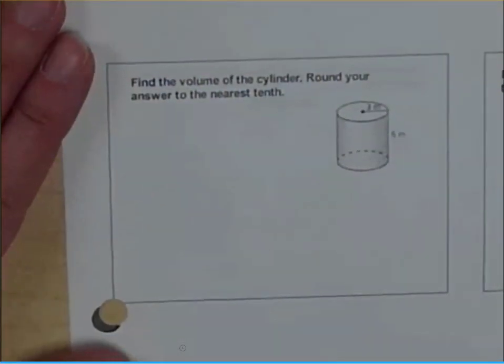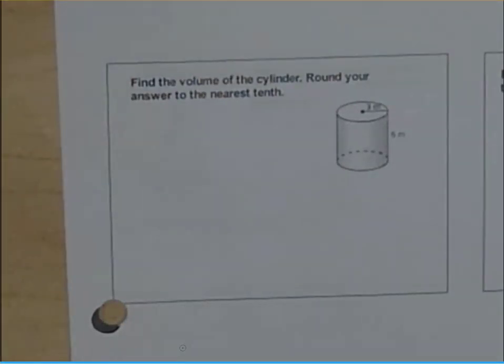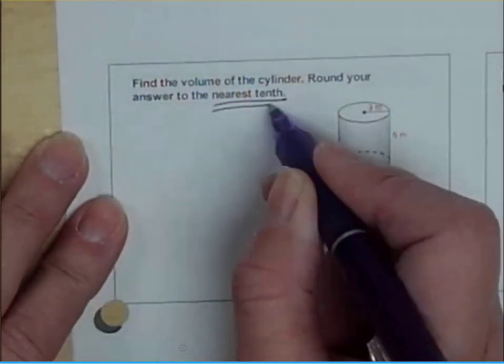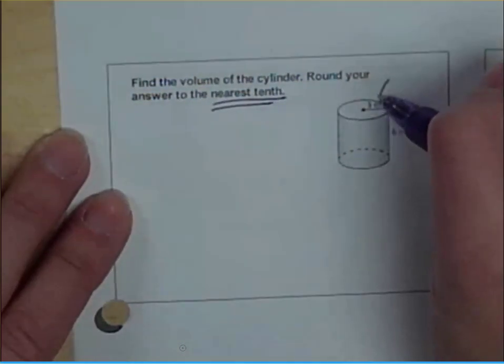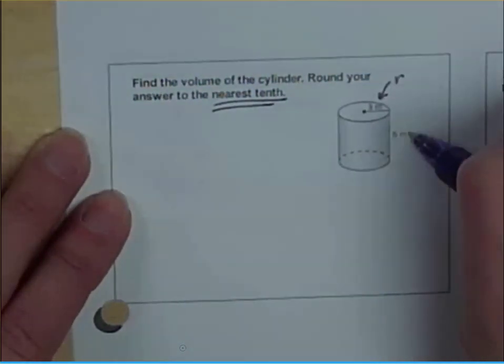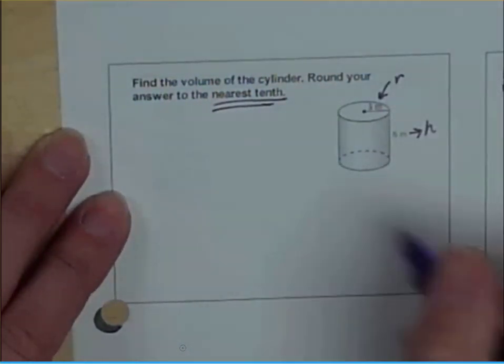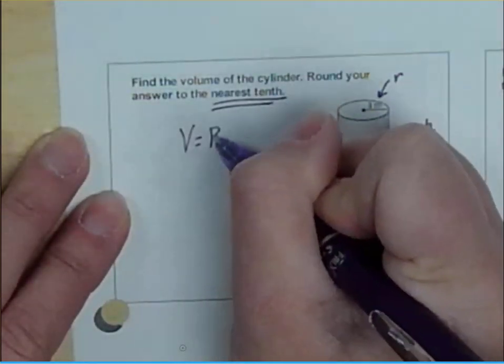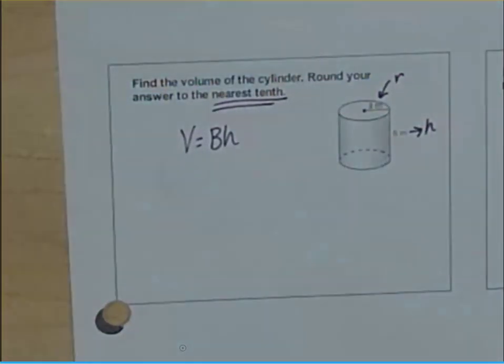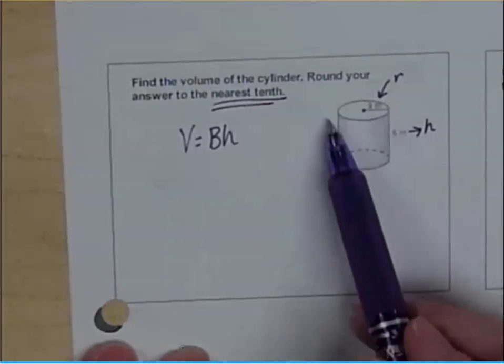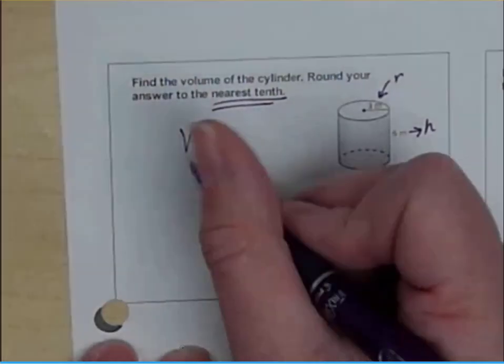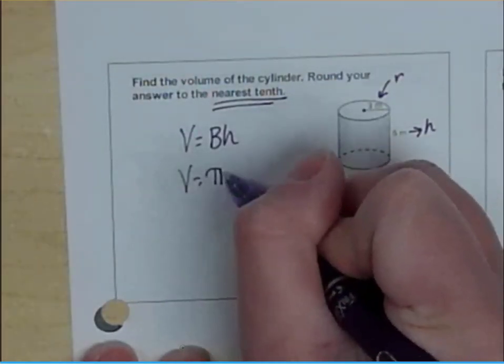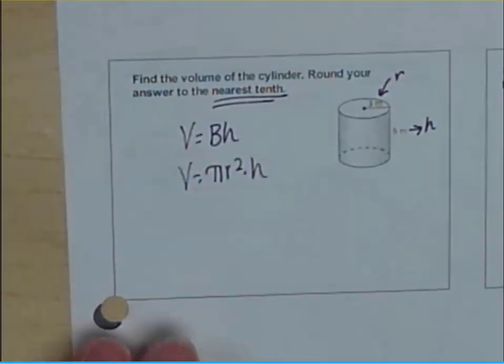All right, let's take a look then at our first example here. Find the volume of a cylinder. Round your answer to the nearest tenth. Now, right here we have our radius. Here is our height. And we're again going to use volume equals area of the base times height. Well, in this case, our area of the base is a circle. So volume equals pi r squared times h.